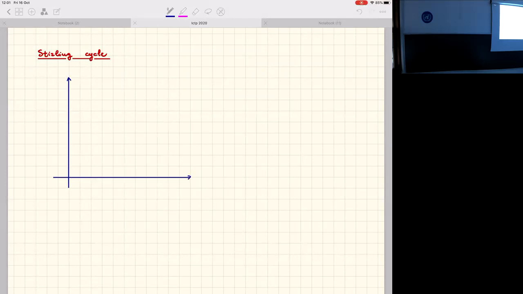So the Stirling cycle is different from the Carnot cycle only in two strokes. It has, again, an isotherm. And then, instead of having an adiabat, you have an isochore, and then another isotherm, and then another isochore. So this is A, B, C, and D. This is T2 and this is T1. These are the two other isochores.